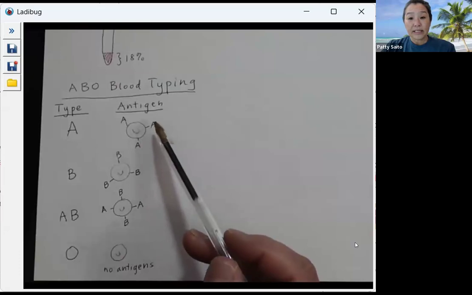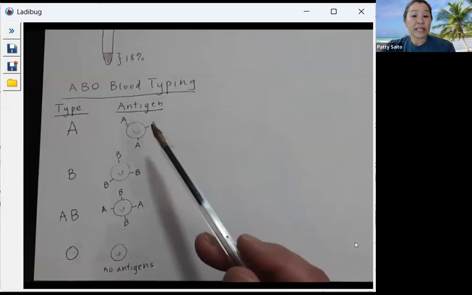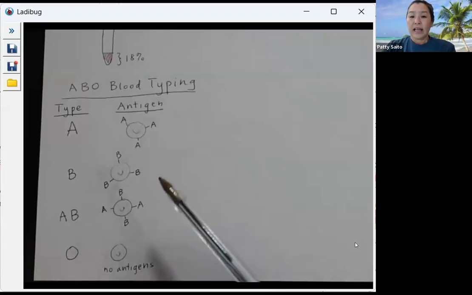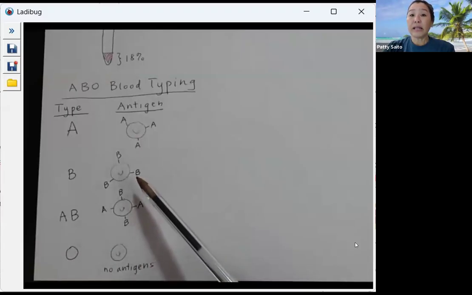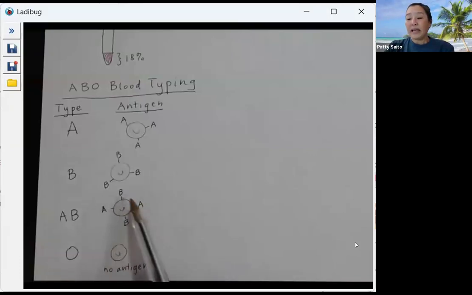So that means I can receive A-type blood, right? Because if someone puts in A-type blood, it's not foreign and I don't attack it. If someone puts B-type blood in my body, what do I do? It's foreign. I attack it and get rid of it. And what happens is it clumps up. They call it agglutination, because the antibodies attach to the markers and then it causes the red blood cells to clump up together. So again, that's called agglutination. And that's bad.